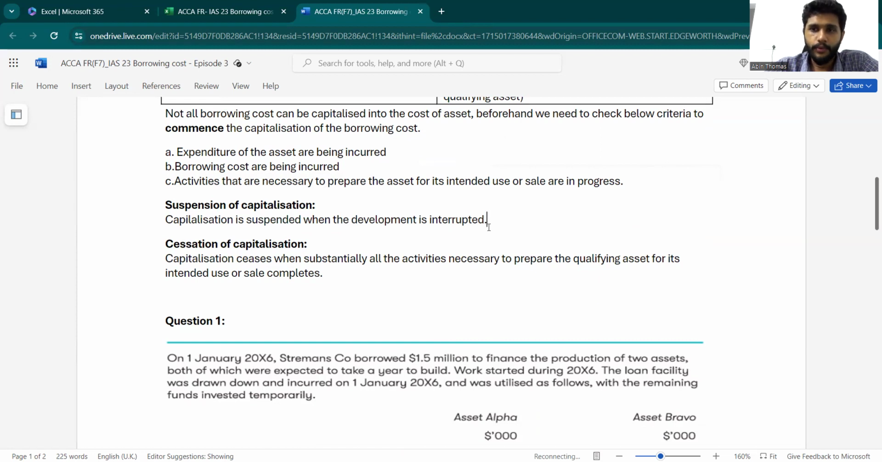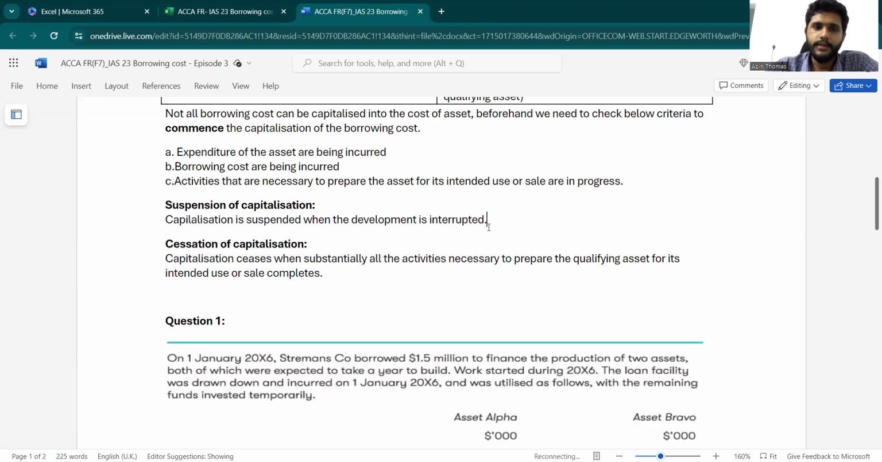To explain more, if the manufacturing plant took 2 years for completion, and a political issue happens and the construction is interrupted for 6 months.